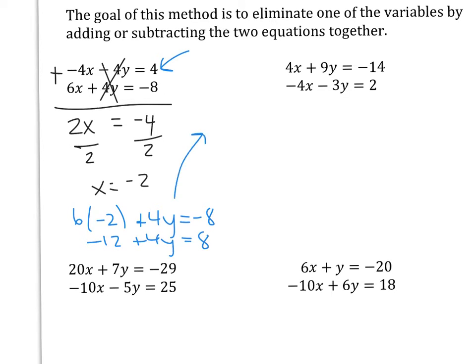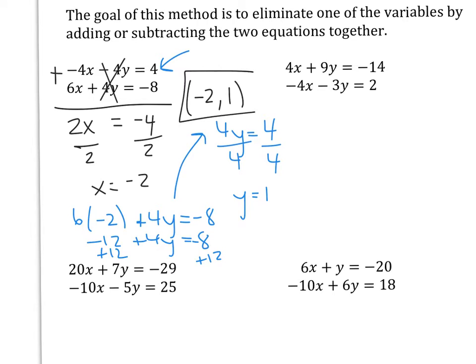So I'll bring that right up here so it's easier to see. If I add 12, 4y equals, this is negative 8. So negative 8 plus 12 is 4, so y equals 1. So my final answer is negative 2, 1.